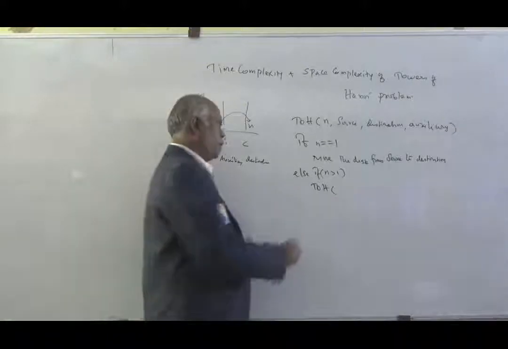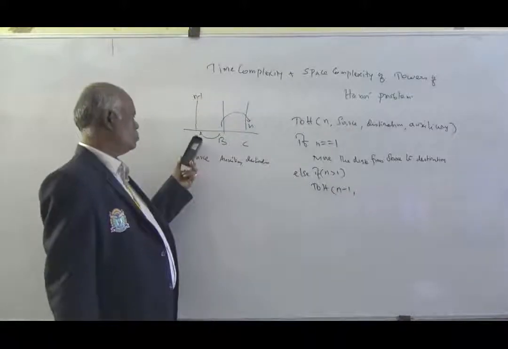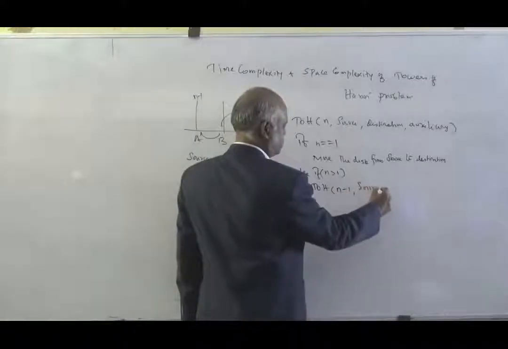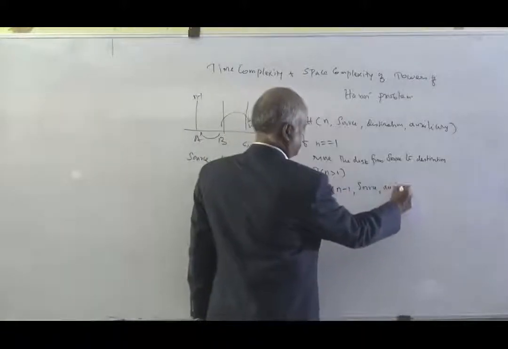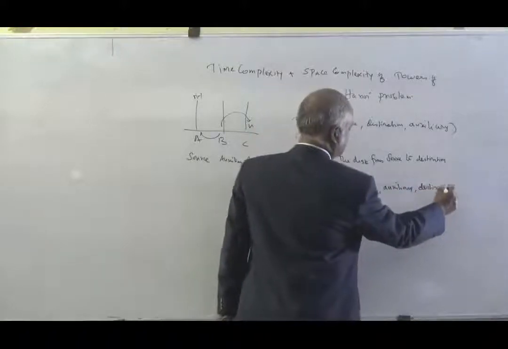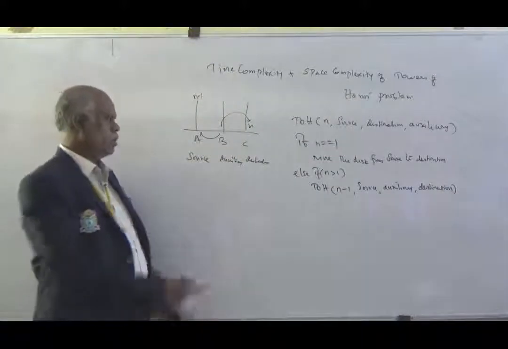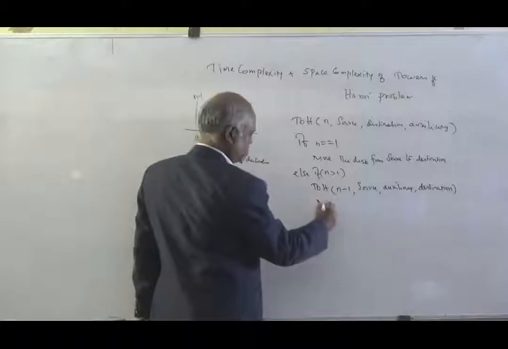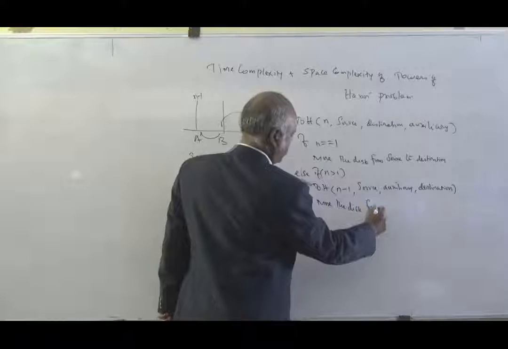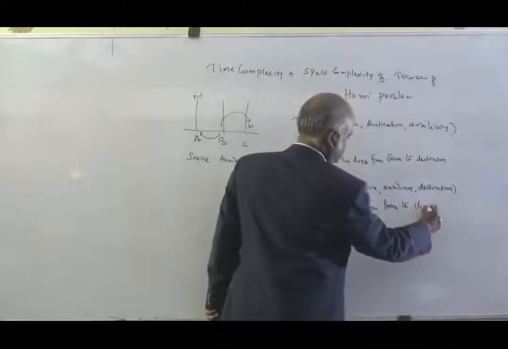So towers of Hanoi, n minus 1. Now we have to move from the source to auxiliary, so source to auxiliary using destination as the intermediate. Now we will have only one disk in the source, so move the disk from source to destination.